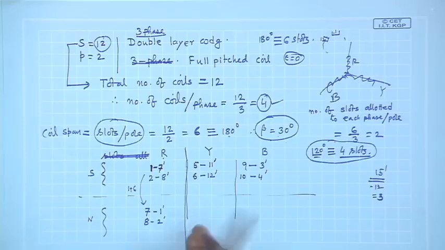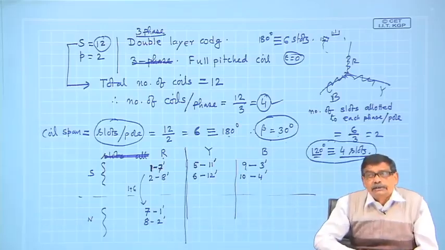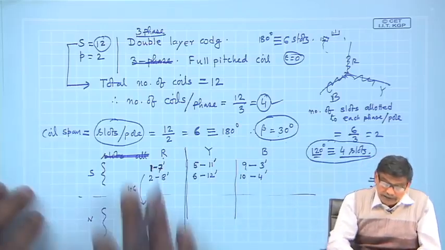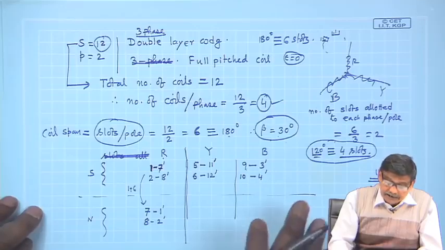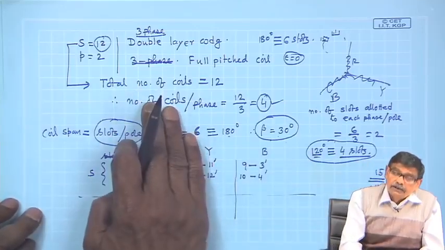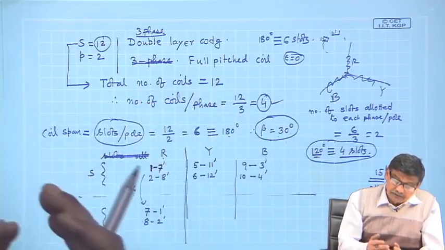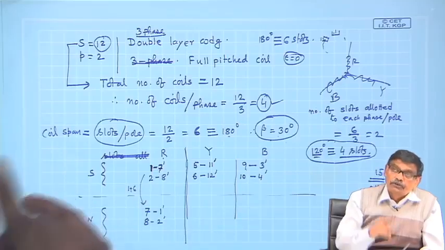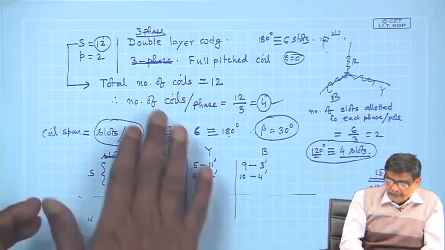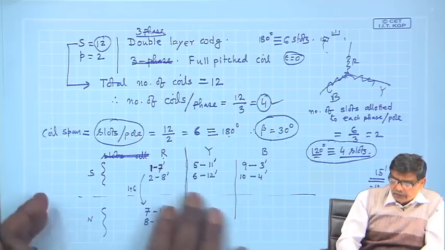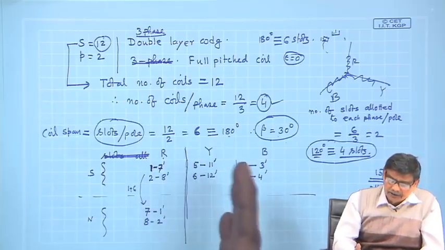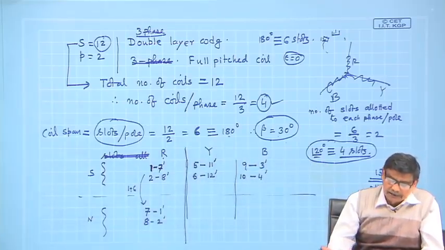Please try to complete this Y and B phase by this logic, and we will continue with this in our next class. Thank you, but these ideas must be very clear. Double layer winding, what it is: total slots, if it is double layer, number of total slots is number of coils, and these calculations do not require any winding to be laid. Okay, 12 coils will be there, as simple as that.